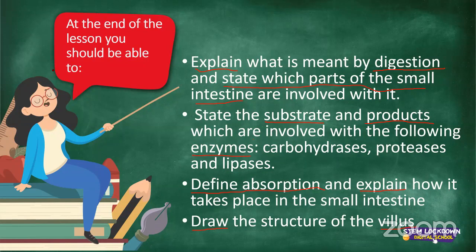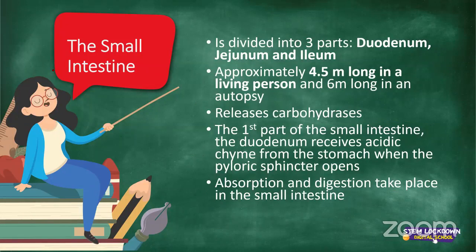Okay, the small intestine, right? The small intestine is divided into 3 parts. As you remember from yesterday's video that we watched before the lesson, we have the duodenum, the jejunum, and the ileum. Those are the 3 parts of the small intestine. It is approximately 4.5 meters long in a living person and 6 meters long in an autopsy. That means the small intestine of a dead person is about 6 meters long, and that is because the muscles are relaxed.